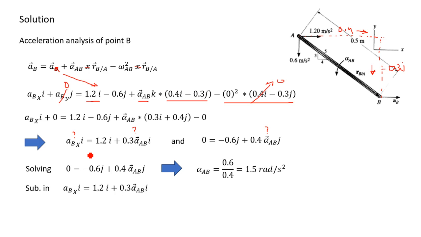Now substitute in the first equation. Okay, you can see that I will have that the value for the ABX is equal to 1.2 plus 0.3 multiplied by 1.5. Okay, and this will give me that the ABX is equal to 1.65 meter per second square. So that's it for this question, and for any questions, just come back to me.